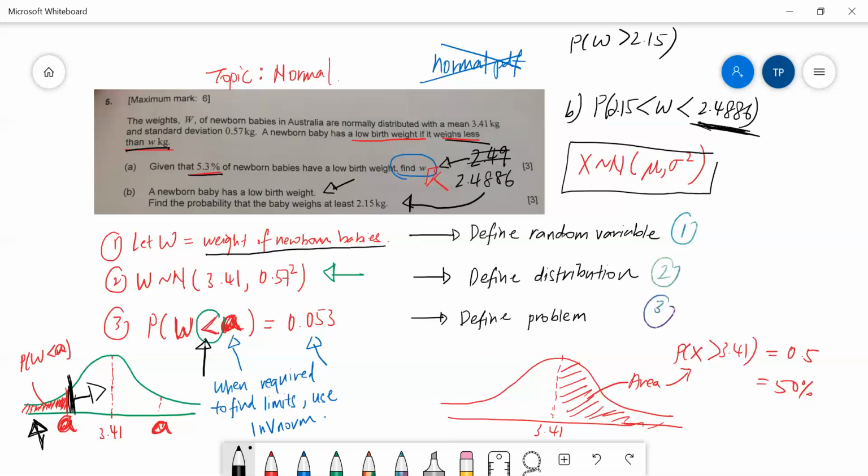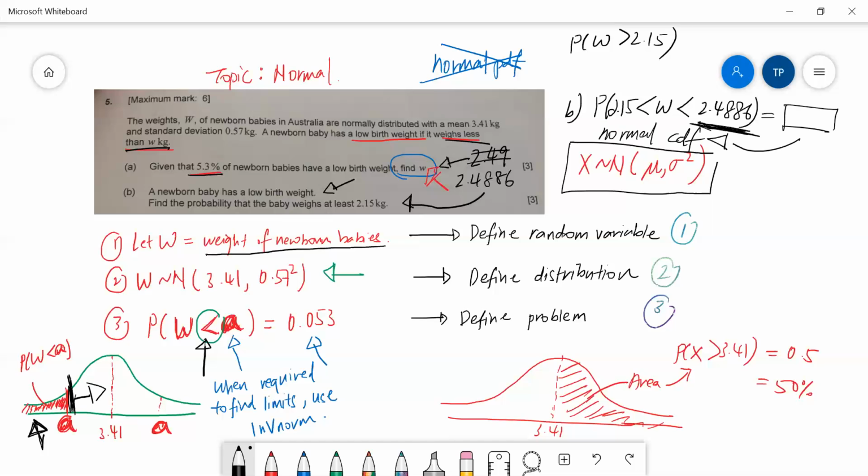Do you understand? I hope everything is clear. Yeah, it is. But what do you use for this? I forgot. Normal CDF. Why is it still normal CDF? Because now you're finding probability. If you're finding probability, you always use normal CDF. If you're finding limits, you will use inverse norm.